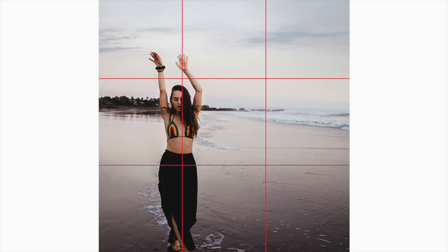The first rule is probably the most known one, which is the rule of thirds. Imagine that your image is divided into 9 equal segments by 2 vertical and 2 horizontal lines. The rule of thirds says that you should position the most important elements in your scene along these lines or at the points where they intersect. So as you can see, my model is on one of those vertical lines. Using the rule of thirds will add balance and interest to your photo, so I really recommend you to use this rule as much as you can.